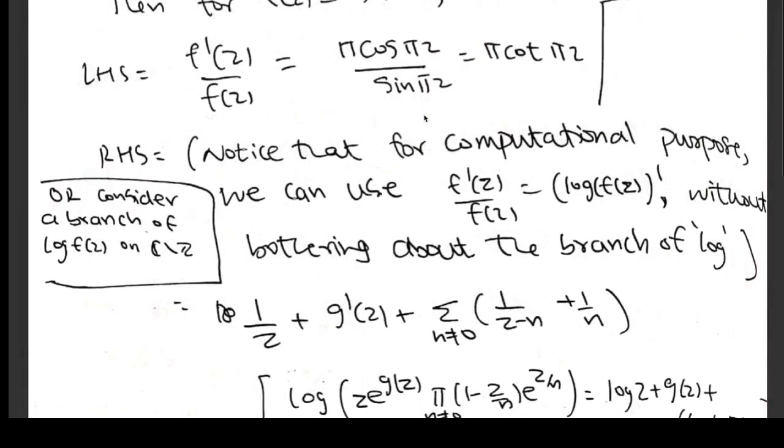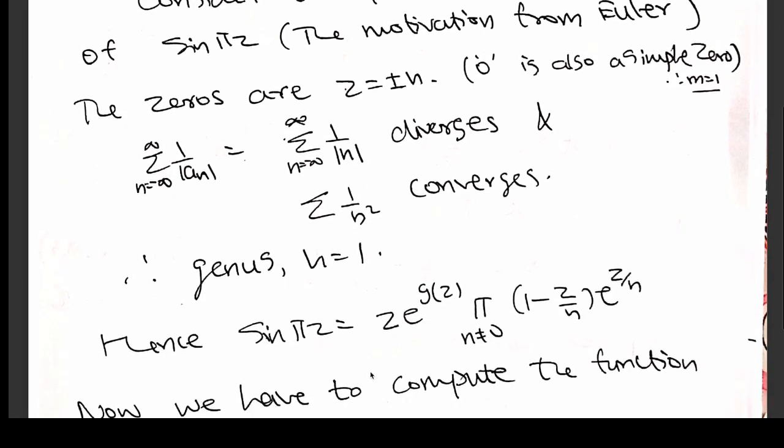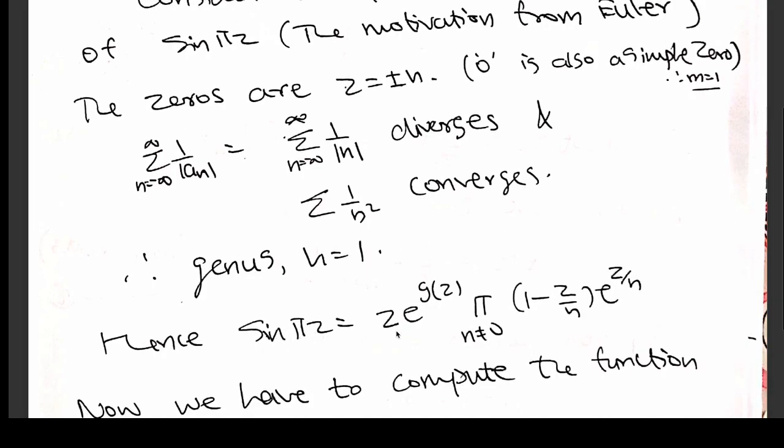So now we see certain applications. So let us come back to the motivation from Euler, sin(pi z). You know that sin(pi z) has all the integers as its zeros. So now this summation of 1 by mod an becomes the summation of 1 by mod n, that diverges, you know, but its square converges. Therefore the genus is 1, h equal to 1. Therefore by our representation, sin(pi z) will be z, m equal to 1 here, e raised to g(z) into a product like this. Only one term will come here because the genus is 1.